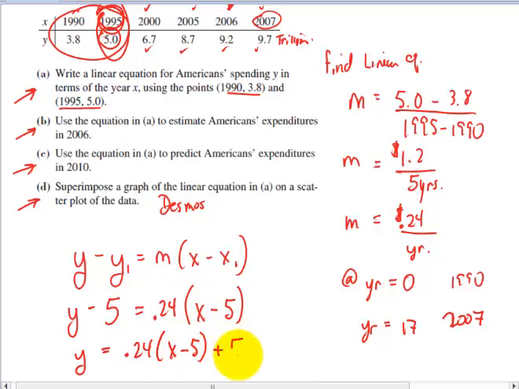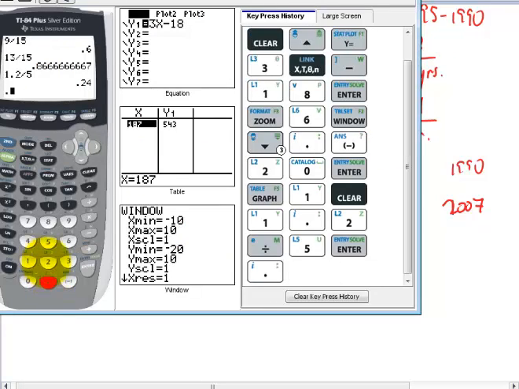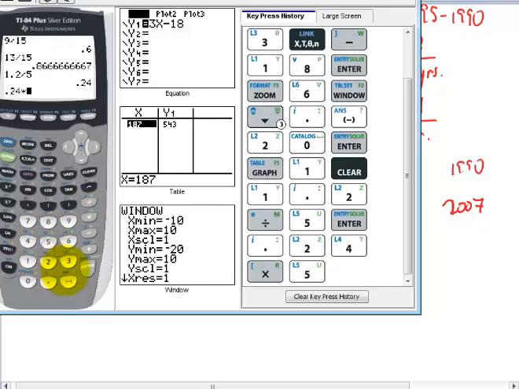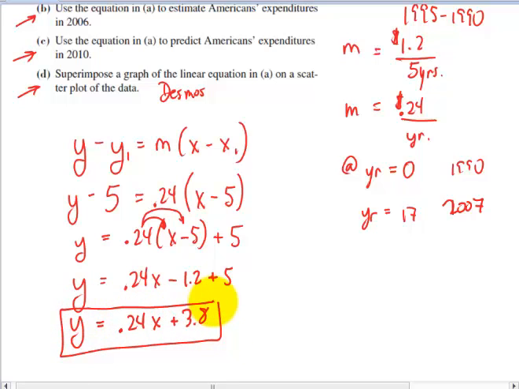And I'm going to add the 5 to the other side, so I get slope-intercept form. I've got to distribute the 0.24 through to both of these, so I'll do that with a calculator. 0.24 times 5 equals 1.2. So this will be 1.2 plus 5, and then my slope-intercept form will be y equals 0.24x plus 3.8. This will be my equation in slope-intercept form.